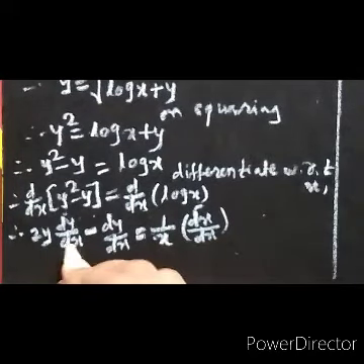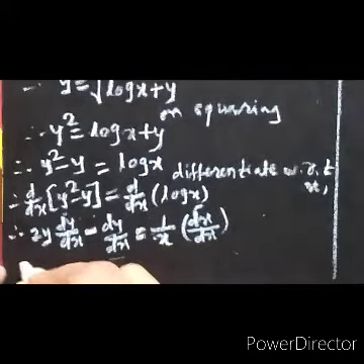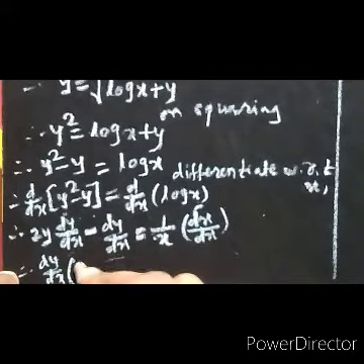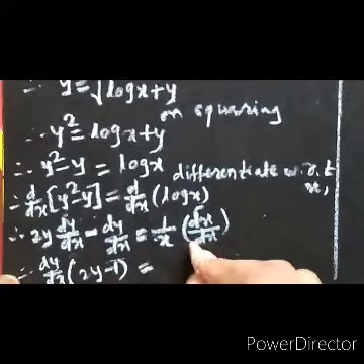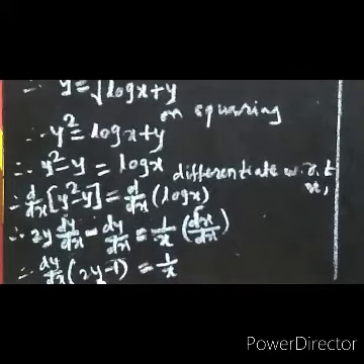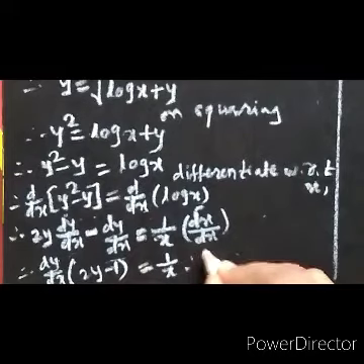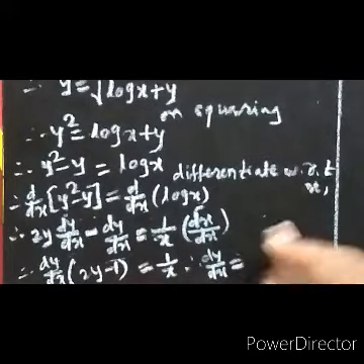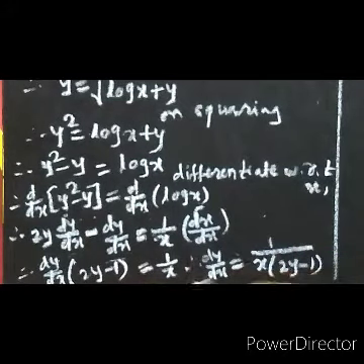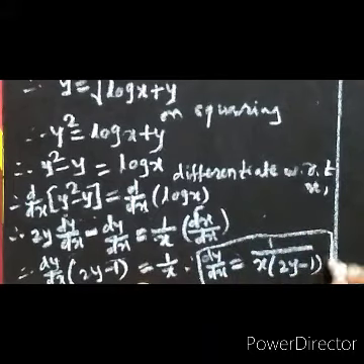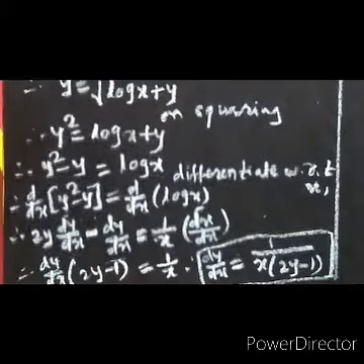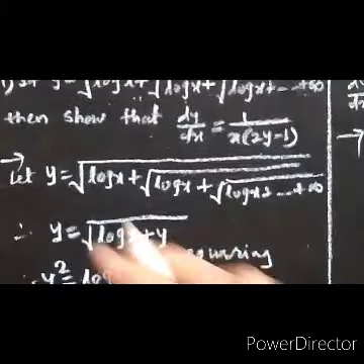Now here we got 2y dy by dx minus dy by dx is equal to 1 upon x into dx upon dx. Now dy by dx is a common term, therefore dy by dx in bracket 2y minus 1 is equal to 1 upon x, because here dx upon dx is 1. Now we can shift this value to the right hand side, and therefore dy by dx is equal to 1 upon x(2y minus 1). Hence proved. So dy by dx is equal to 1 upon x(2y minus 1). This is the proof for this given function y.